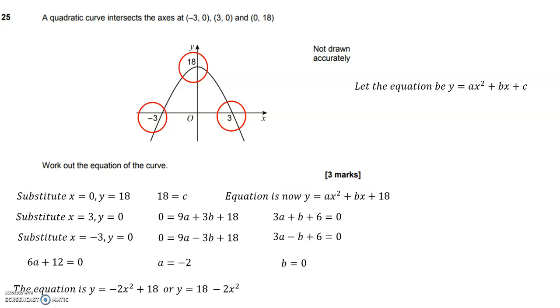If at all possible, as a matter of style, we don't like beginning with a minus sign. So we can write y equals 18 minus 2x squared. That's the nicest way of writing it.